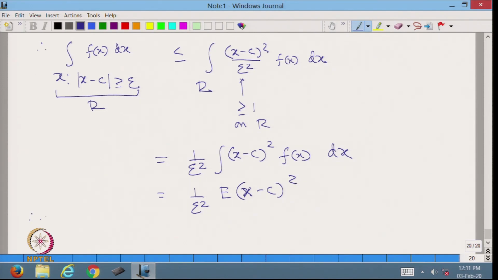Therefore, probability modulus of x minus c greater than or equal to epsilon is less than or equal to expected value of (x minus c) whole square upon epsilon square, for all c and epsilon.